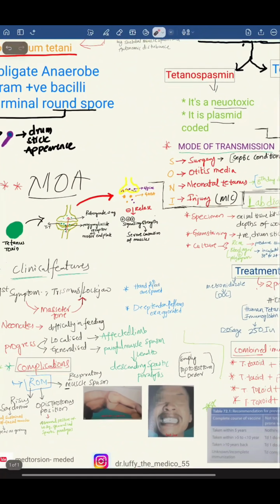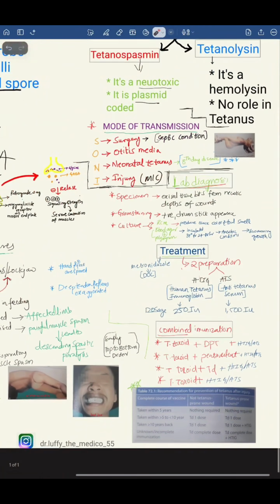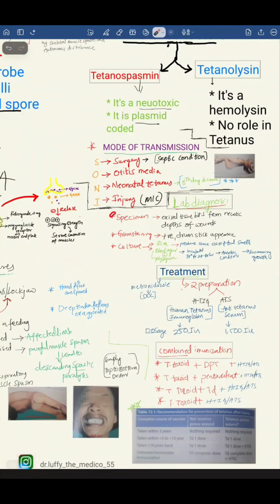Next, the hands and feet are splayed, and the deep tendon reflexes are exaggerated. Next, what is the lab diagnosis? For the specimen, you need to excise and remove tissue from the necrotic depths of the wound. On gram staining, you get gram-positive bacilli with a drumstick appearance.